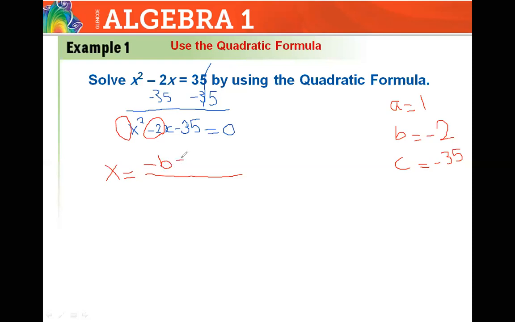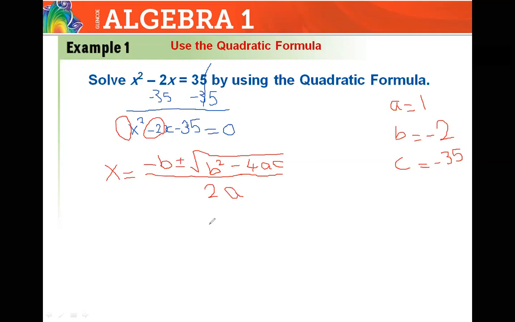plus or minus the square root of B power 2 minus 4AC, and then over 2A. Okay, let's complete.